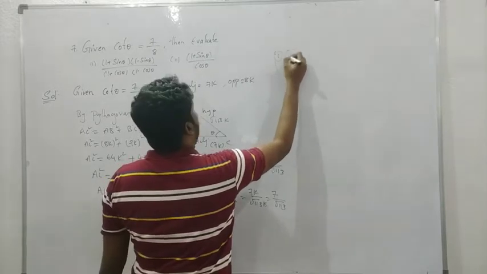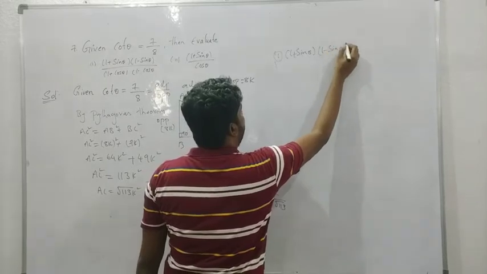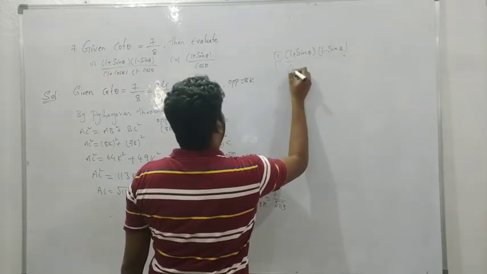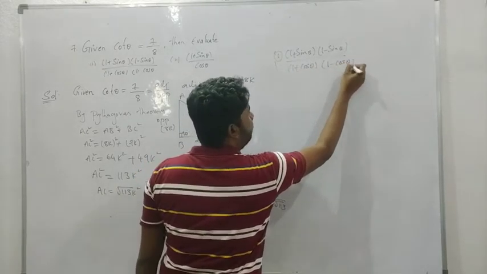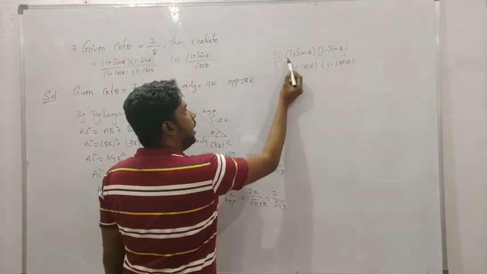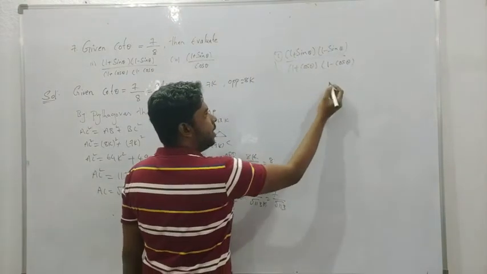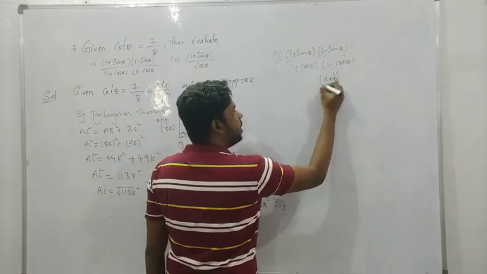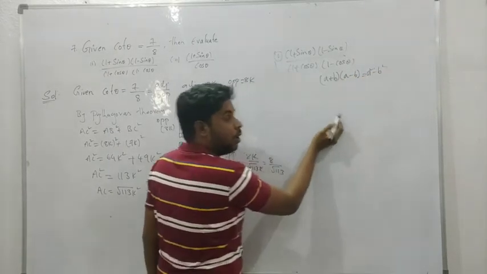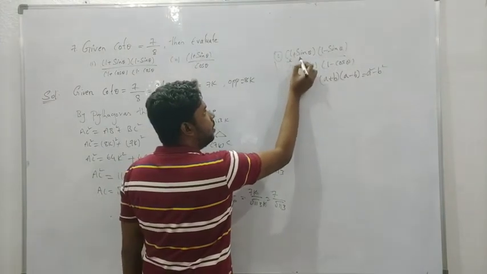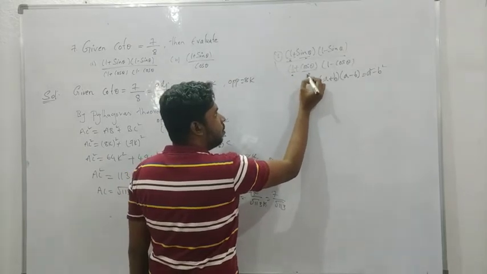Now first we will find (1 plus sin theta) into (1 minus sin theta) divided by (1 plus cos theta) into (1 minus cos theta). Now look at it: A plus B, A minus B. Similarly in the denominator also A plus B, A minus B. What is the formula for A plus B into A minus B? I get A square minus B square, where A is 1 and B is sin theta. Similarly in the denominator A is 1, B is cos theta.